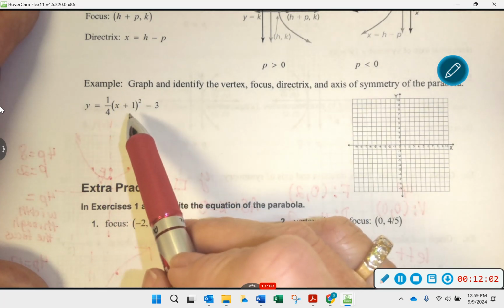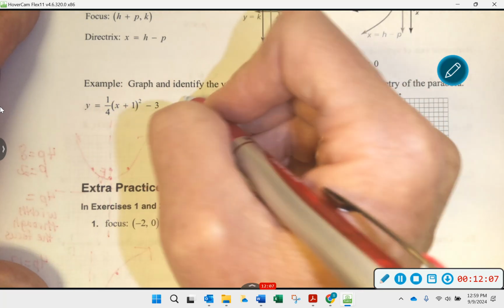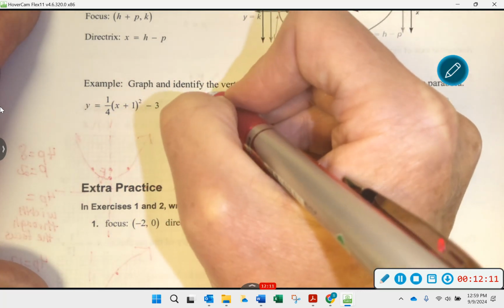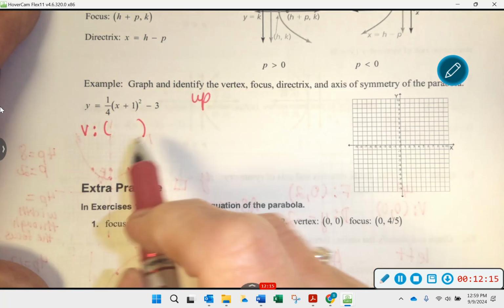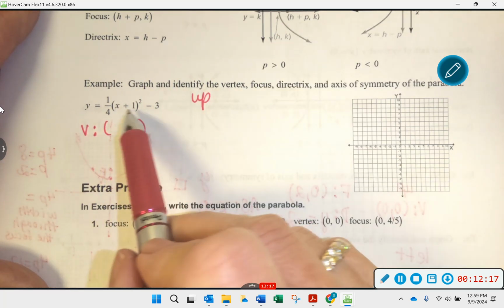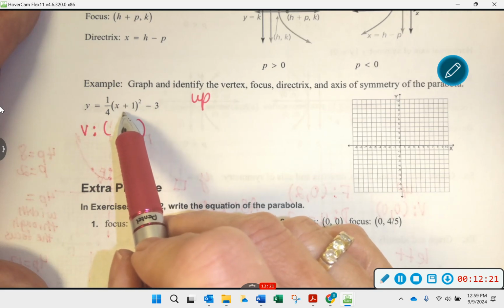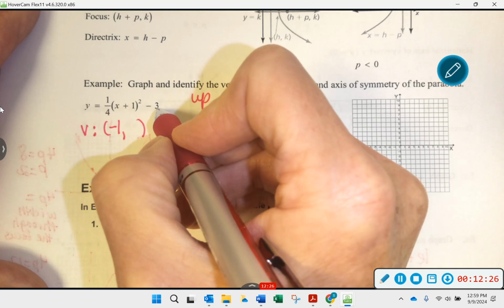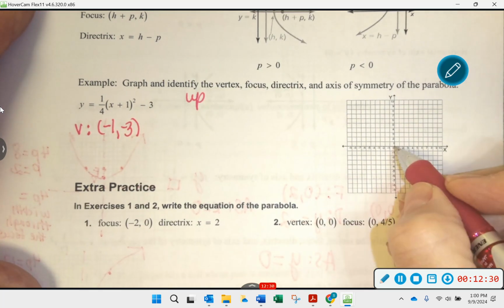Y equals 1/4 (x plus 1) squared minus 3. First of all, up, down, left, or right? Up. What about the vertex? We already know this, guys. This is a shift to the what? Left 1. That's a shift what? There's our vertex. Put it in there.